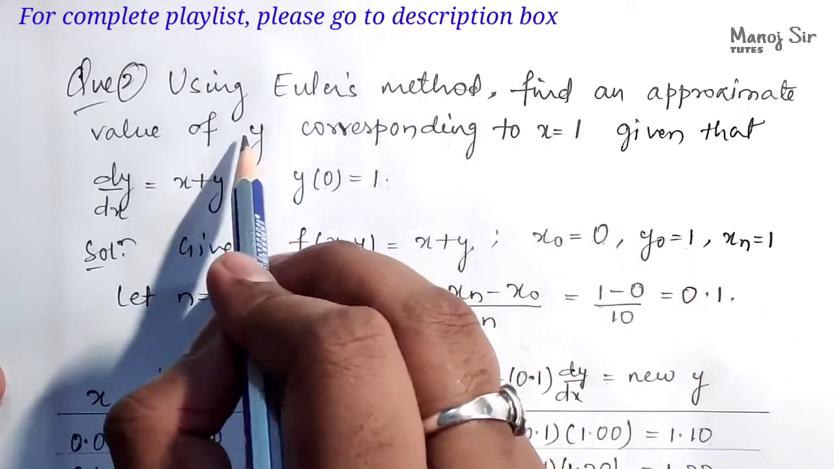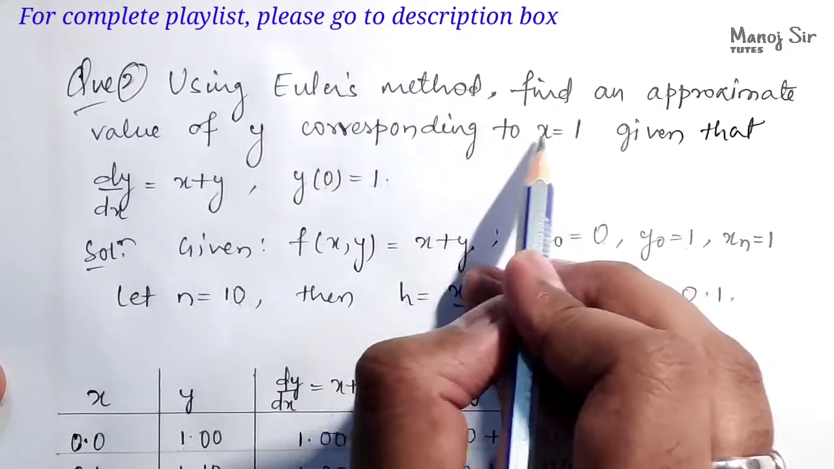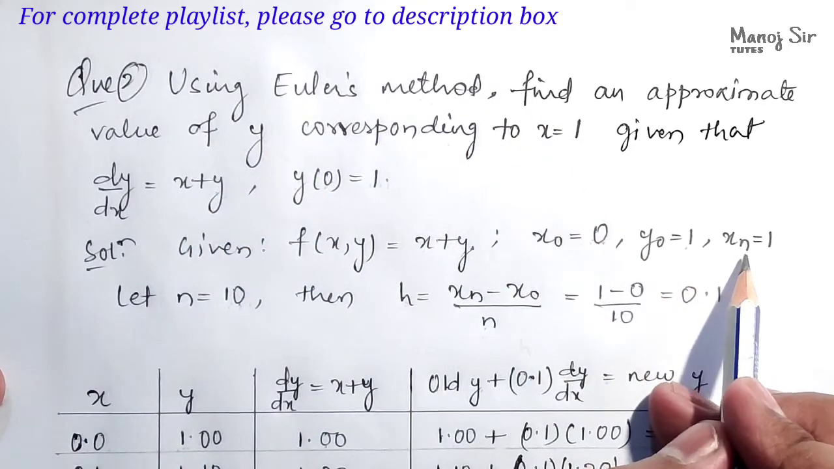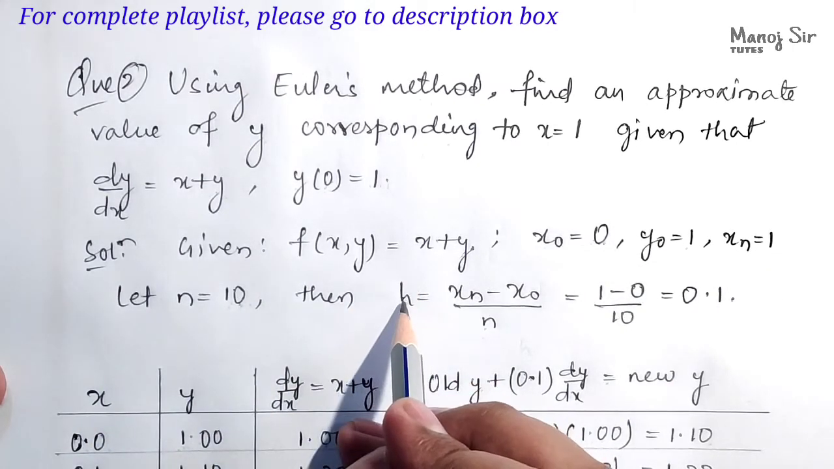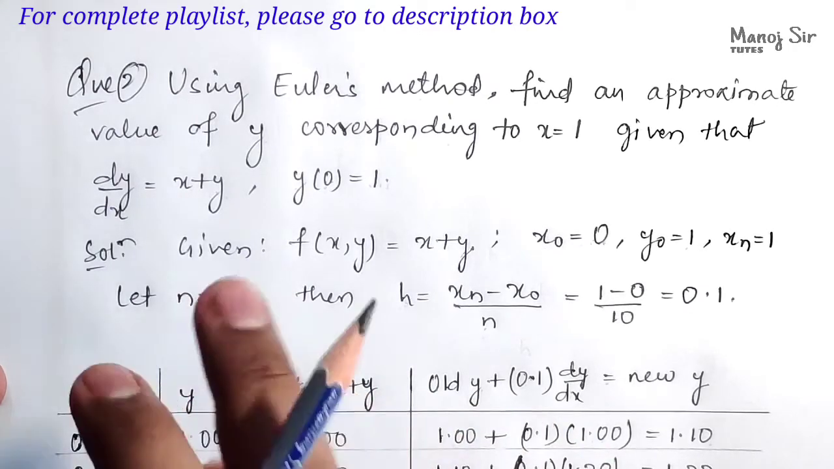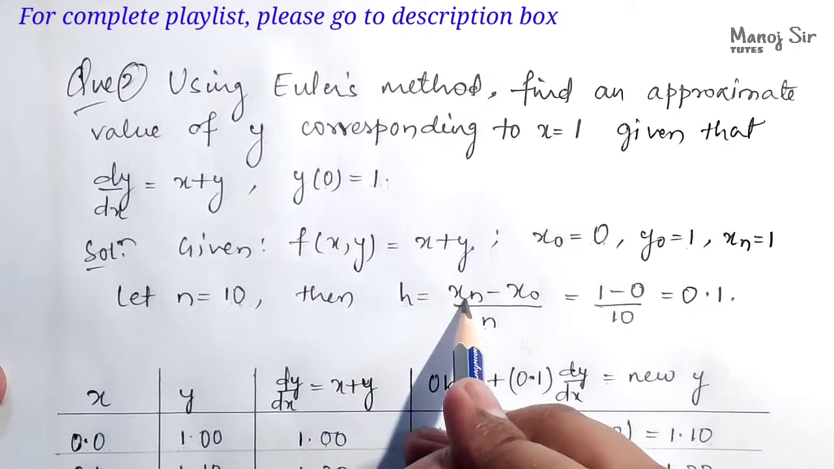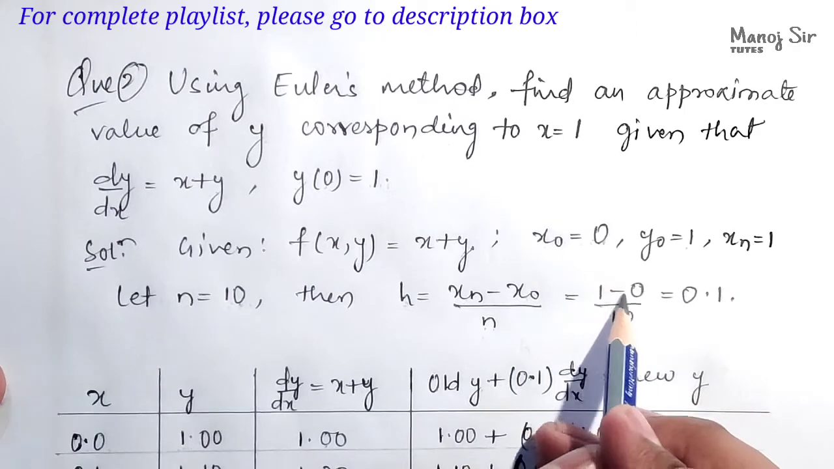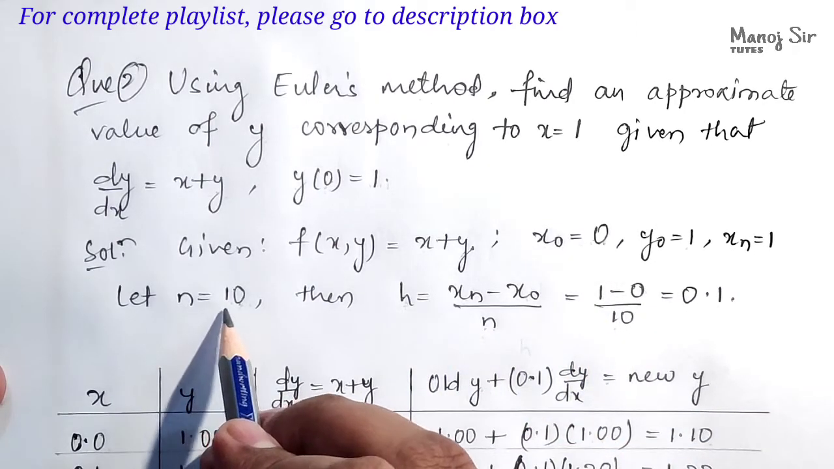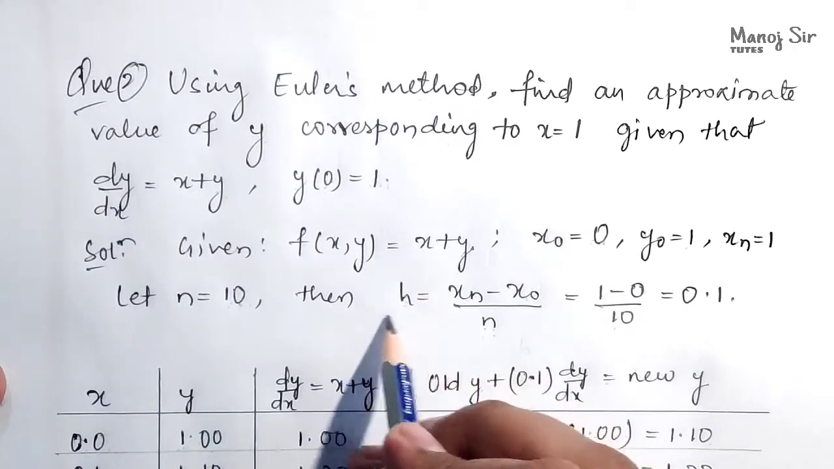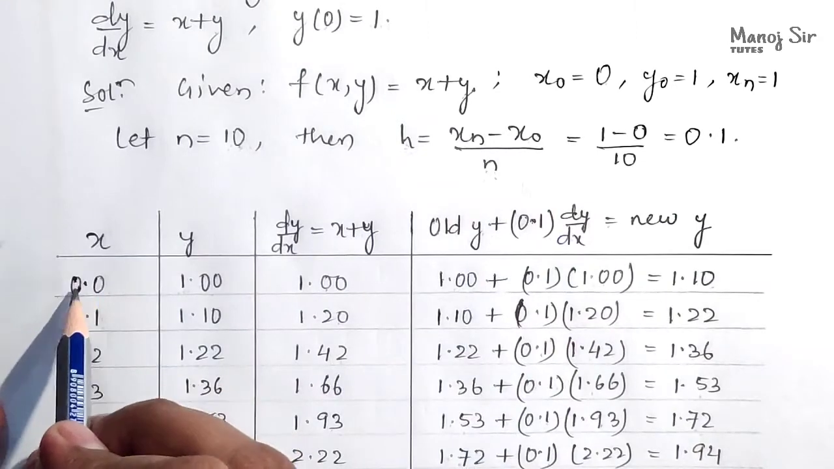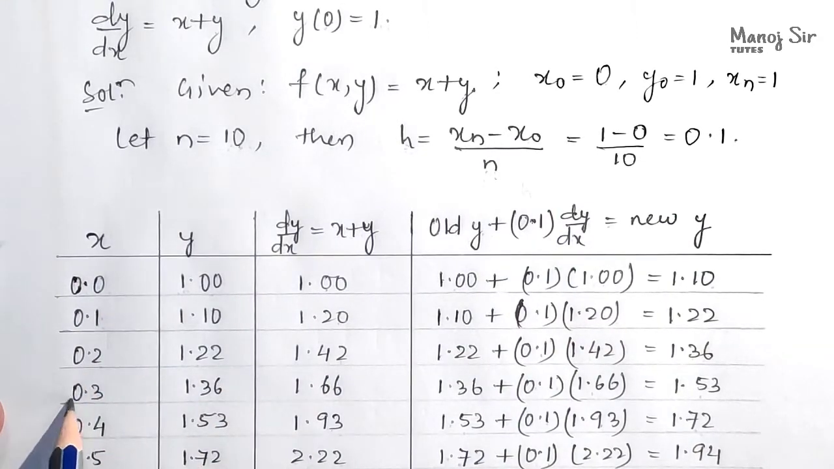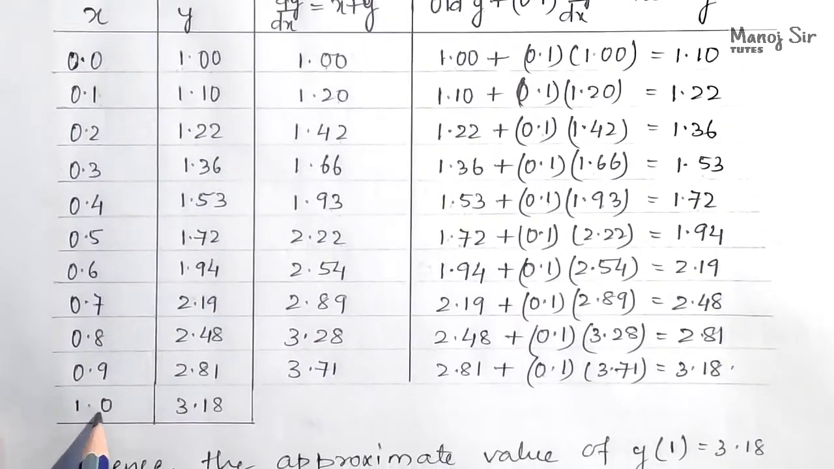Let's say you need to find the value of y corresponding to x equals 1. Let's say this x is xn, and the value of xn is 1. Let me take n equals 10. Then what is h? That is the interval size, and n is the number of intervals. Yes, h equals xn minus x naught upon n. xn is 1, x naught is 0, so 1 minus 0 upon n, which is 10. So you will get h equals 0.1. Since h equals 0.1, here we have x equal to 0, 0.1, 0.2, 0.3 up to 1.0.